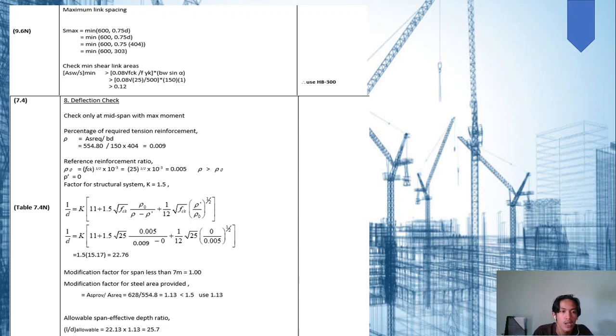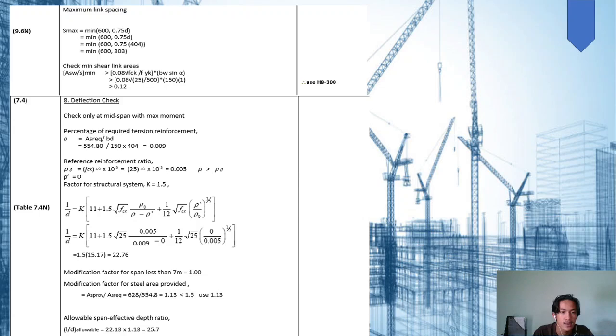So for rho, as required over BD, rho is equal to 554.8 divided by 150 times 404. We will get the value 0.009. Then we will calculate the rho naught, and we will get the value 0.005. And then the factor for structural system K is equal to 1.5.